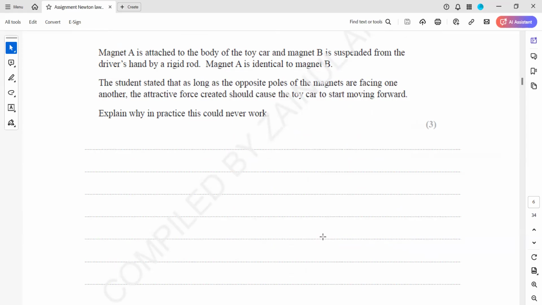But the second point you will mention: the force on magnet A will be the same as the force on magnet B, but both forces are acting on the same object. So the resultant force on the toy car is zero. That's why it will remain at rest. Clear about this?